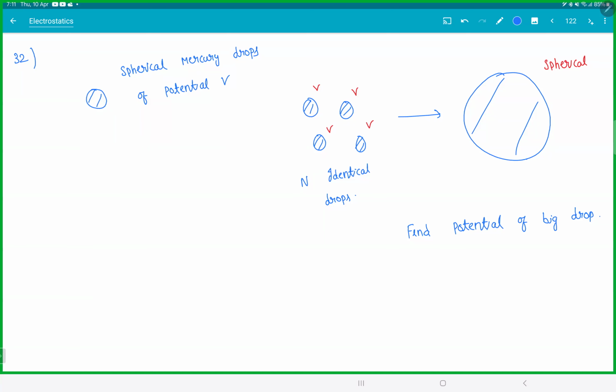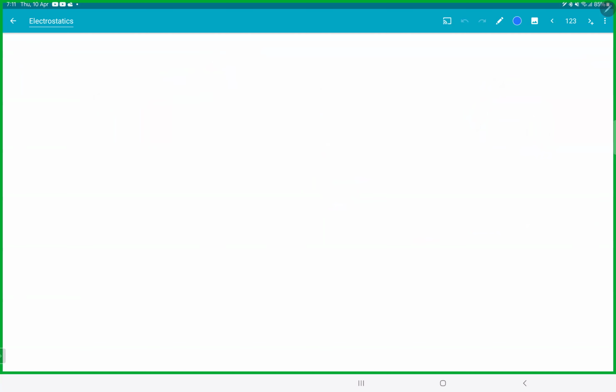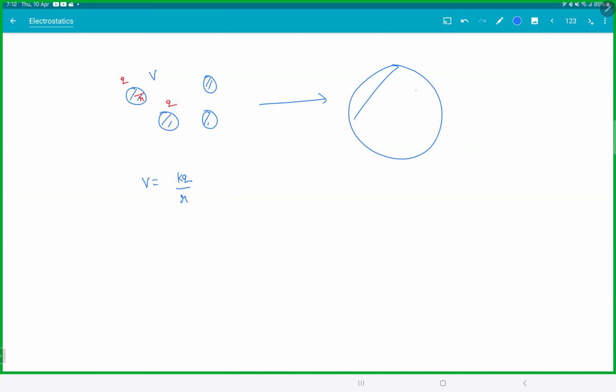Right. So when you combine these n drops, let each drop have a charge q. So V will be kq by small r, and let the radius be r. So I don't know q, I don't know r. So when you combine them, what will be the charge on the big drop? This is the mistake people do. The charge on the big drop is nq, isn't it?